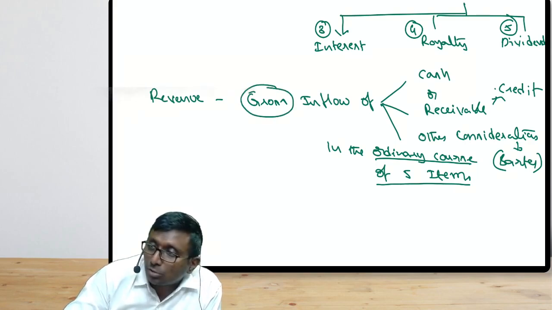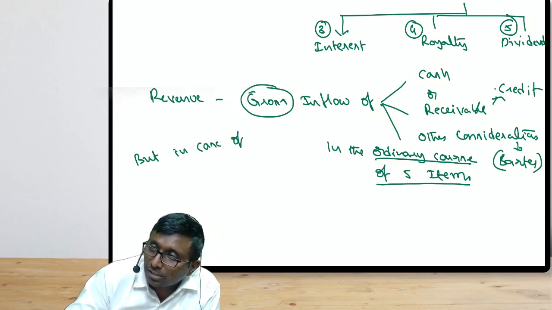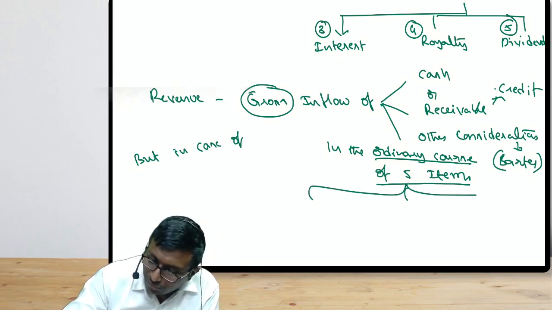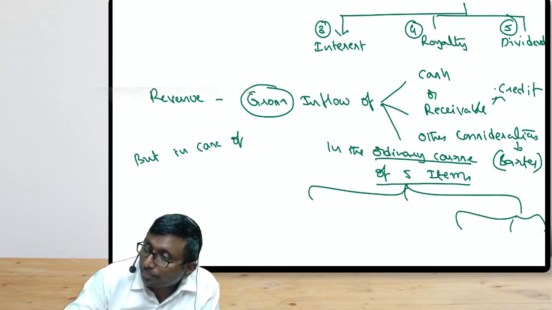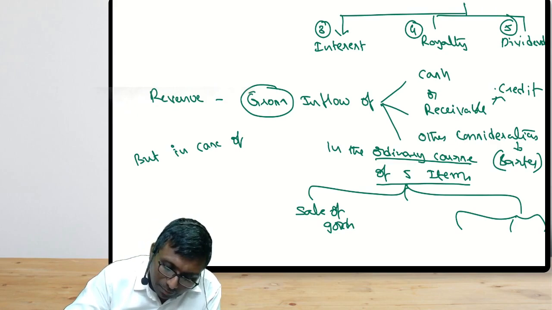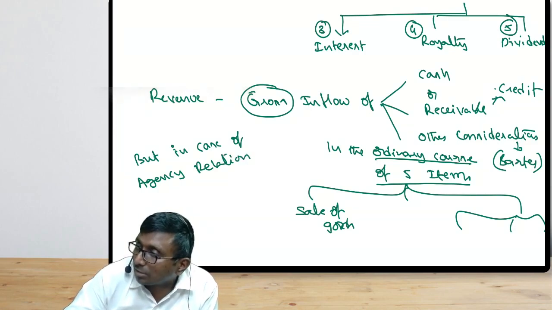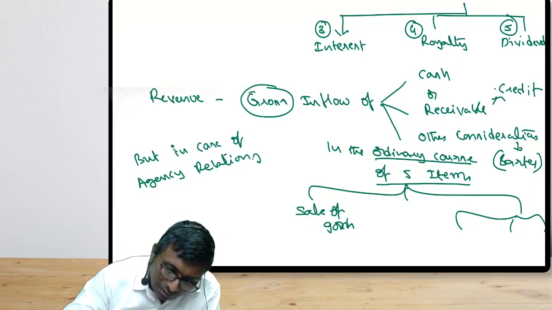Even though they use the word gross, gross means what you get. But in case of an agency relation, if you are an agent for somebody, then commission is the only income.